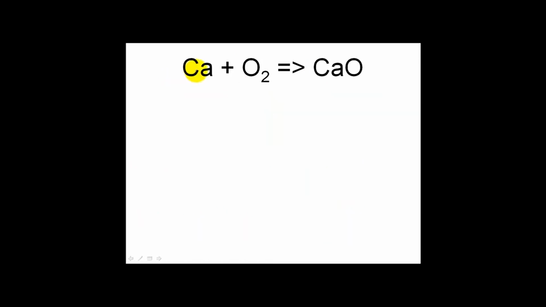Okay, guys, on our very last example for the day, we'll check out this one here. We got calcium reacting with oxygen to produce calcium oxide. Let's balance this thing out. It ends up being a 2-1-2 affair here.